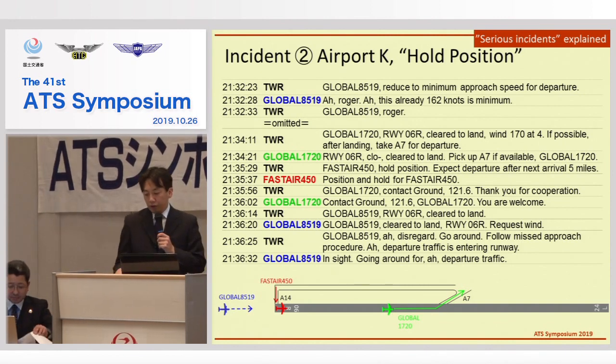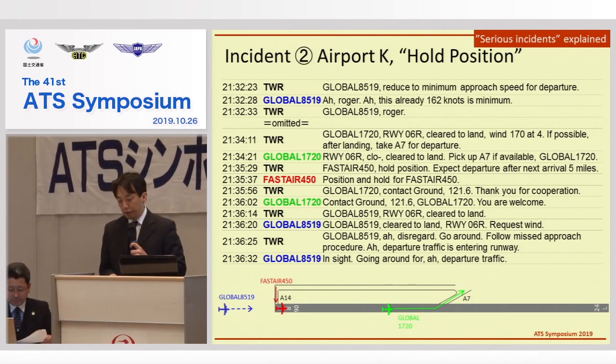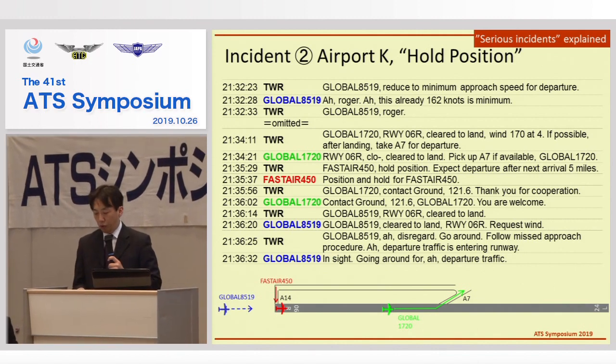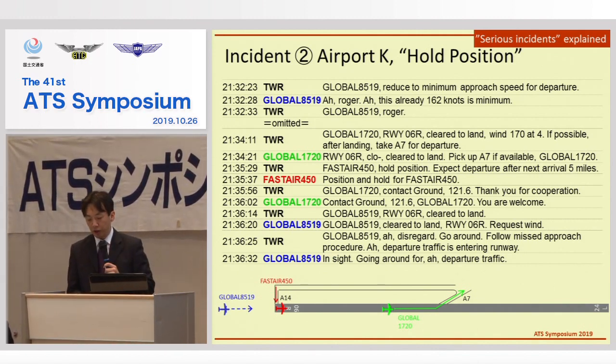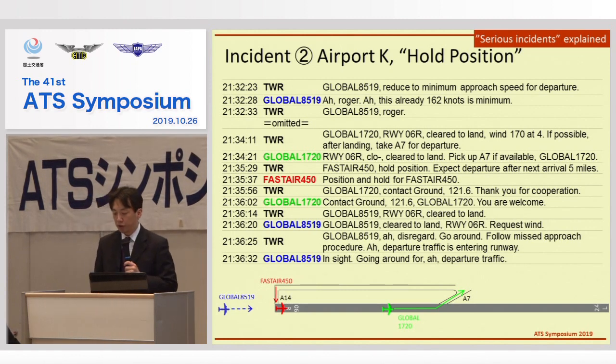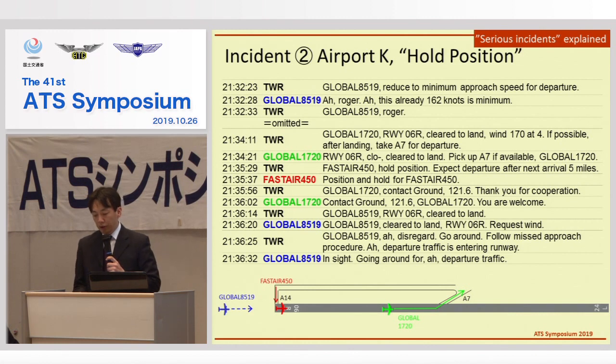If you're old enough, you may know the term taxi into position and hold, or just position and hold, which used to be a standard phraseology for instructing an aircraft to line up and wait on the runway. This old phrase, position and hold, had been used in the United States until 1 year before this incident happened.